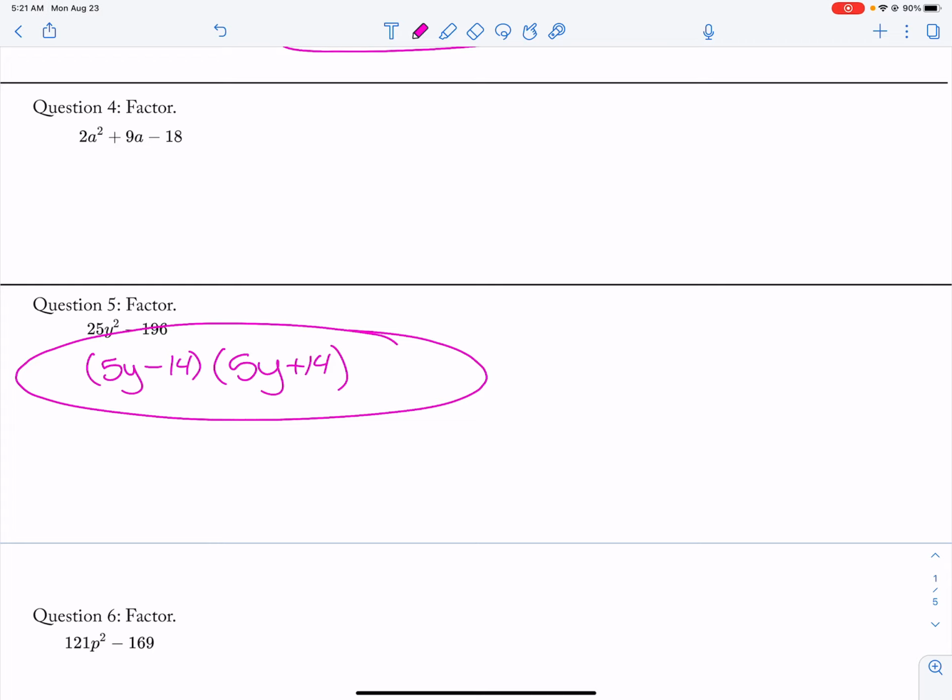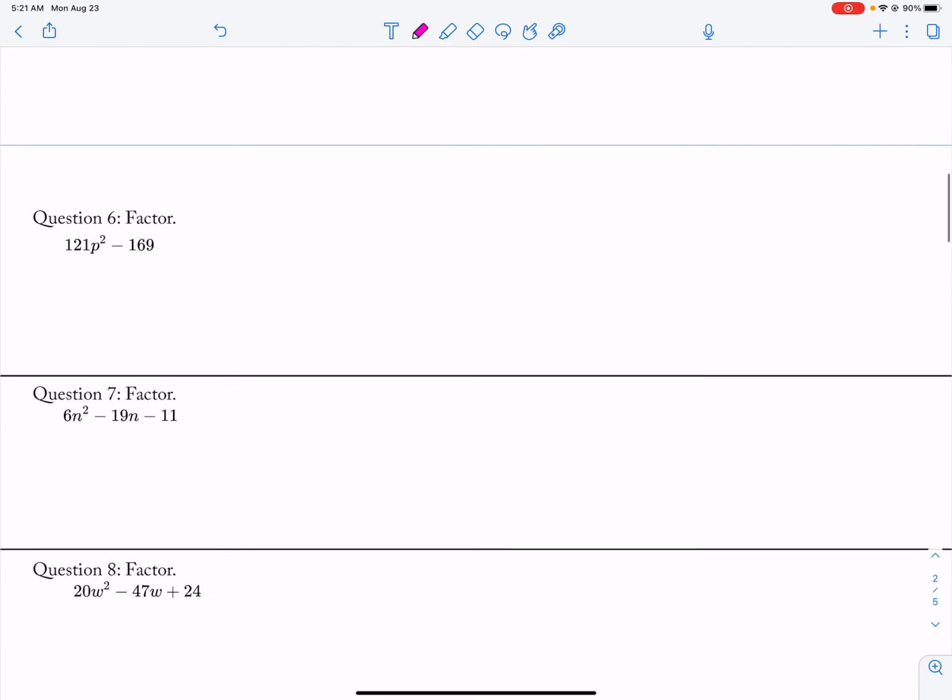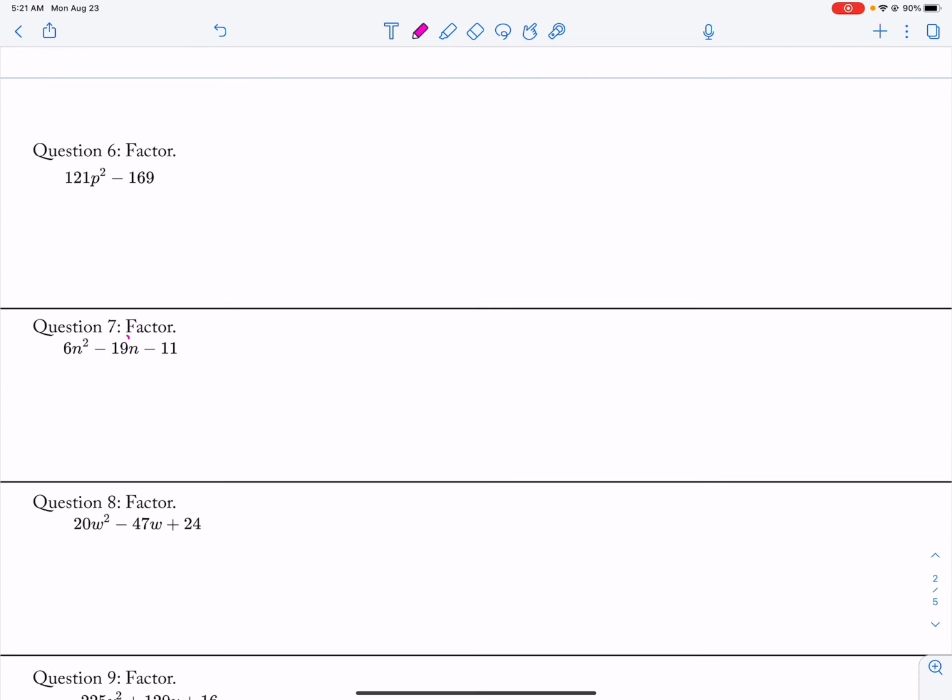Okay, looking at 7. Again, I want two numbers that add to give me negative 19 and multiply to give me negative 66. And so again, I am finding factors here. So 1 and 66, we don't care. 2 and 33, 3 and 22. Oh, look, I could stop. If I have a negative 22 and a positive 3, that would work.